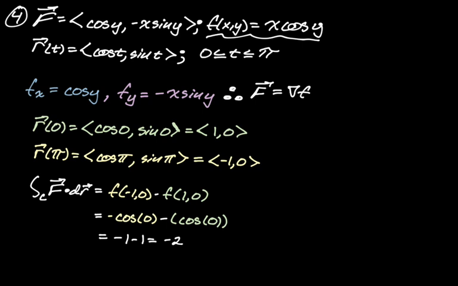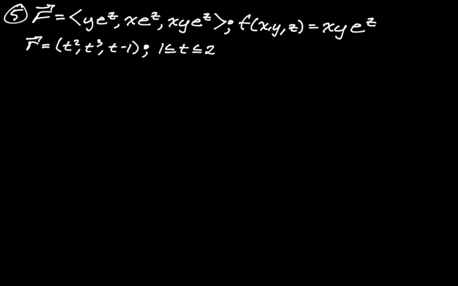All right, let's take a look at the next one. So we've got our vector field. I'm not going to read it. We've got our potential function, which is x, y, e to the z. We have our path, which is t squared, t cubed, t minus 1, and we're going from 1 to 2. Let's confirm that our vector field is in fact the gradient of our potential function, which is x y e to the z. So we need partial x, which is just going to be y e to the z. We need partial y, which is just going to be x e to the z.